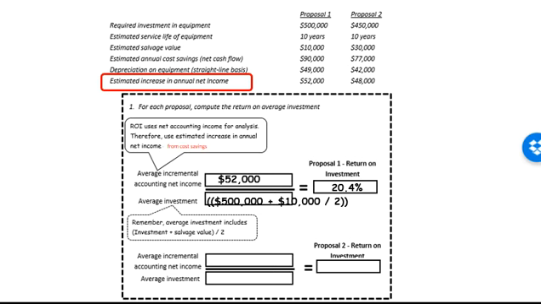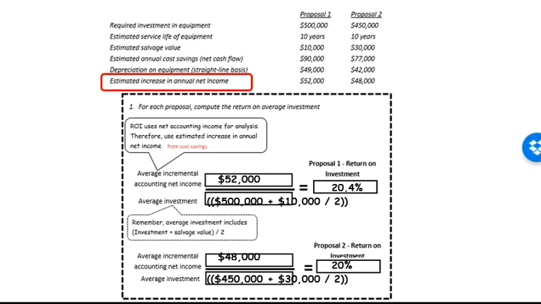Okay, now we're going to do this for proposal 2. We're going to use the same classification of data. So again, the estimated increase in annual net income here is $48,000. So we're going to place that as the numerator. Then the denominator is going to be the $450,000 investment and the $30,000 salvage value. So we see the $450,000 investment plus the $30,000 salvage value, that amount divided by 2. And when we do the entire calculation, it comes out to an even 20%.